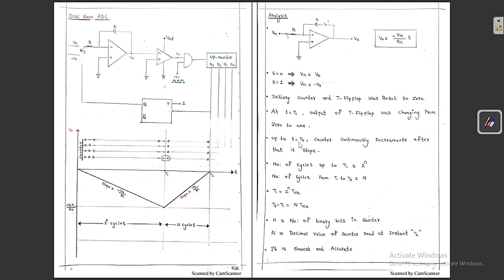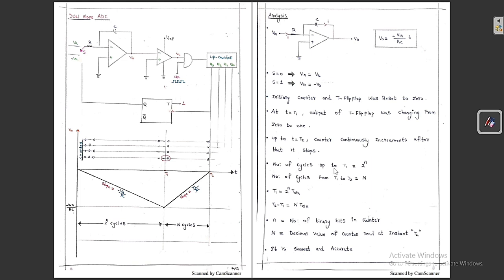So up to t equal to T2, the counter continuously increments, after that it stops. I have already told you, just at the edge of T2, the voltage tries to become positive, so the counter is going to stop its counting. So this is, we can say, just at the edge of stopping, this is the value which is shown by the up counter.